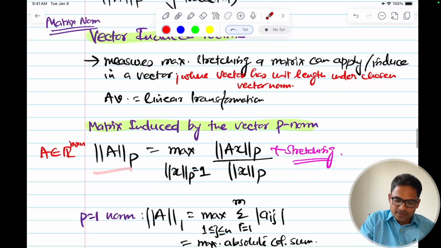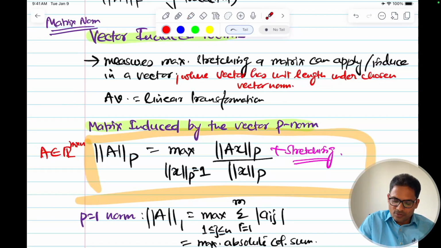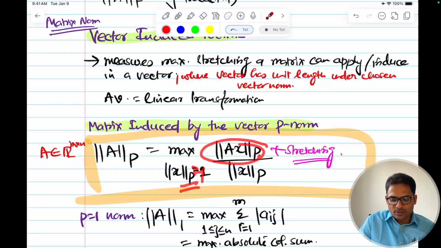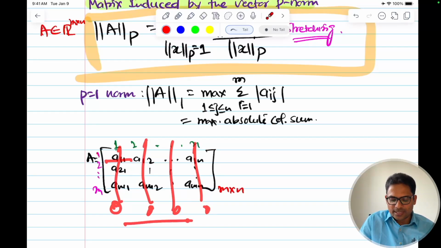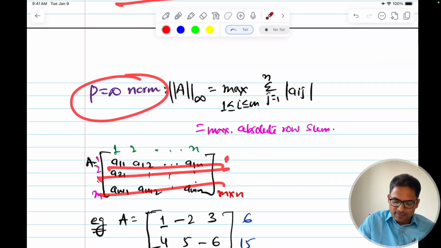So the formula is given by this. This is the max over all vectors, given the condition that the norm of that vector for that pth norm is equal to 1. Then we take the pth norm of the stretched vector and divide it by the vector's norm. The p1 norm we saw is the maximum of the column sums. So we take all column sums, and whichever is the maximum is your p1 norm. Similarly, the p infinity norm is where we take all the row sums and take the max value.